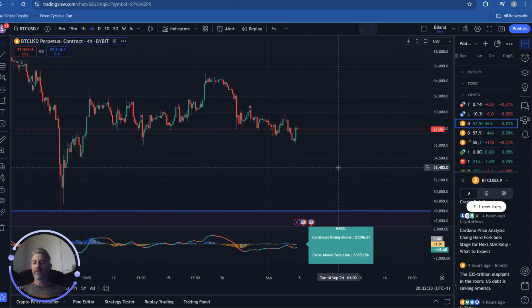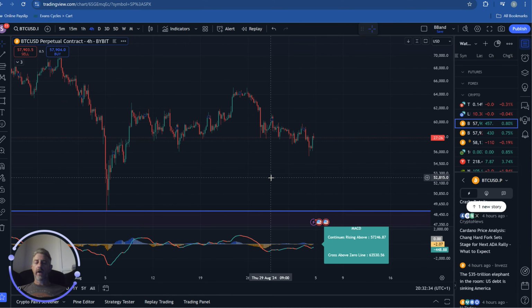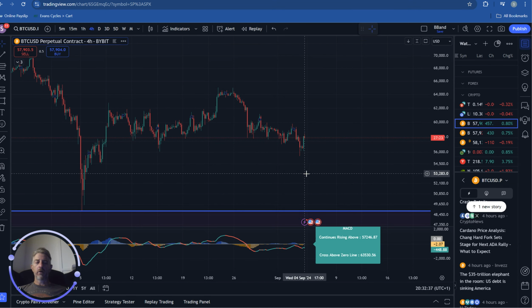So yeah, it's an interesting little area here. Still quite far from crossing above the zero line. I think I'll call it a day on that one. So yeah, I think 60,000, as it has been for a long time, is key for Bitcoin. Get back above there, feels a bit safer.